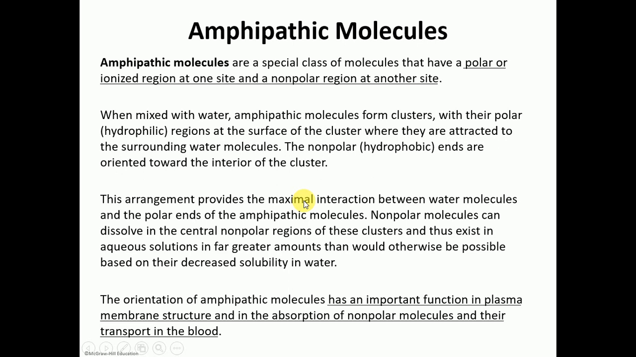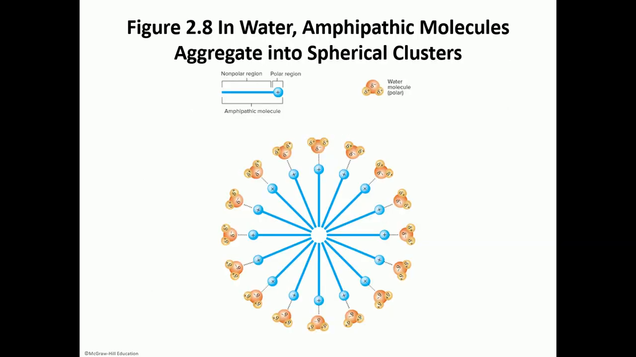Okay, and that arrangement, as I said, is really important, especially when you're making cell membranes. So you'll see that it's important in the formation of your plasma membrane and how we absorb some of these nonpolar molecules and transport them in the blood. So absorption through the intestinal wall and transmitting it through the bloodstream. Sometimes we're going to make these spherical clusters.